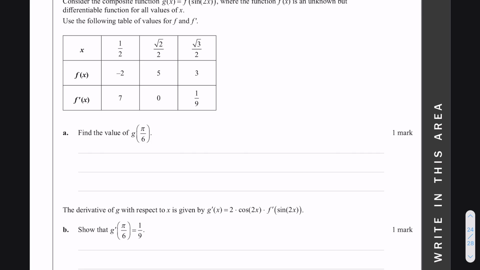Find the value of g of pi over 6. g of pi over 6 is f of sine of 2 times pi over 6, which is pi over 3, which is f of root 3 over 2. And surely they gave that to us there, which is 3.